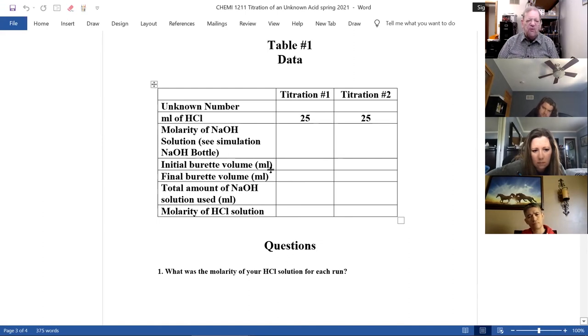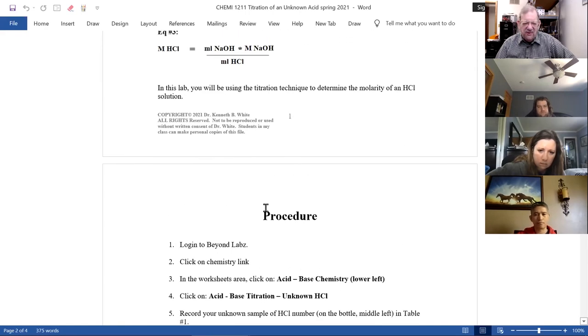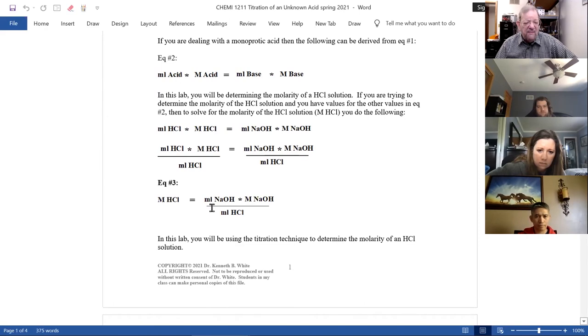And what's the initial one? Zero or whatever you read. What's the final one? That's when the color changes. And the difference of these two, I didn't put an equation because I figured you could figure out final minus initial is the amount of NaOH you put in there, which then you have to calculate the molarity. And how do you calculate the molarity? Well, you'll have the milliliters of NaOH you used, that's final minus initial, times the molarity of the NaOH divided by 25.00, because that's what they set the slab up, and you'll get the molarity.